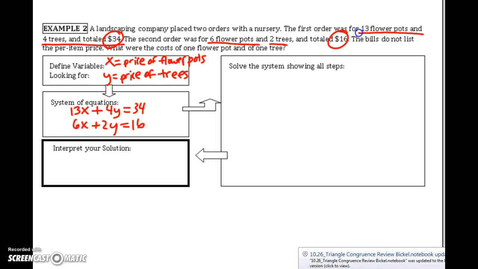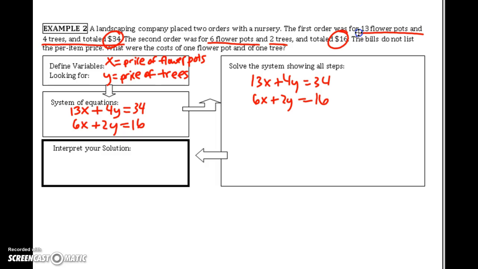And I'm going to go ahead and solve this. Again, I'm going to use elimination. So using elimination, I'm going to multiply by a number so that I can eliminate one of my variables. And it looks like it's going to be easiest for me to eliminate my y's first if I multiply by -2. So I'm going to go ahead and do that and rewrite both of those equations over here. So I get 13x plus 4y equals 34. And multiplying by -2 gives me -12x minus 4y equals -32. And we go ahead and cancel out our y's.